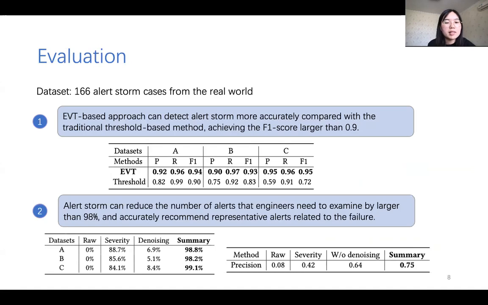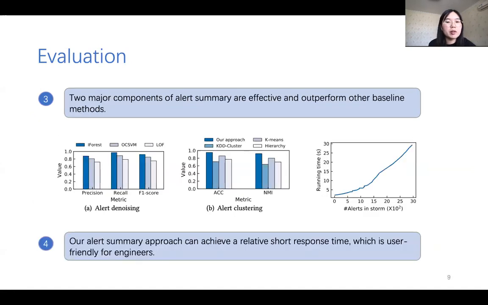Also, our alert storm summary can accurately recommend representative alerts related to the failure. Also, two major components, learning-based alert denoising and clustering-based alert discrimination, are effective and outperform other baseline methods. Furthermore, considering our alert storm summary approach is used to handle online alert storm and assist troubleshooting in practice, short response time is desired. Otherwise, service quality and user experience will be destroyed if engineers wait for a long time to get the summary results.